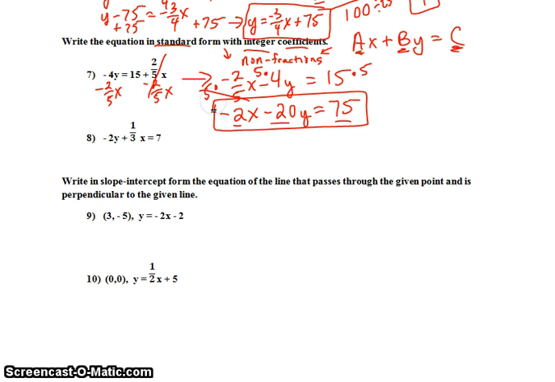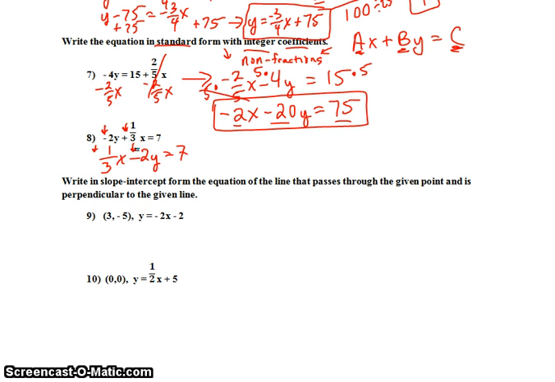Alright, and we have x and y on the same side, so we have it written in standard form. Number 8, you do have x and y on the same side, but you don't have it written with x first and then y. So we're just going to rewrite it. 1/3 x minus 2y equals 7. That's okay because that's negative, that's positive, so we have positive here and negative here.